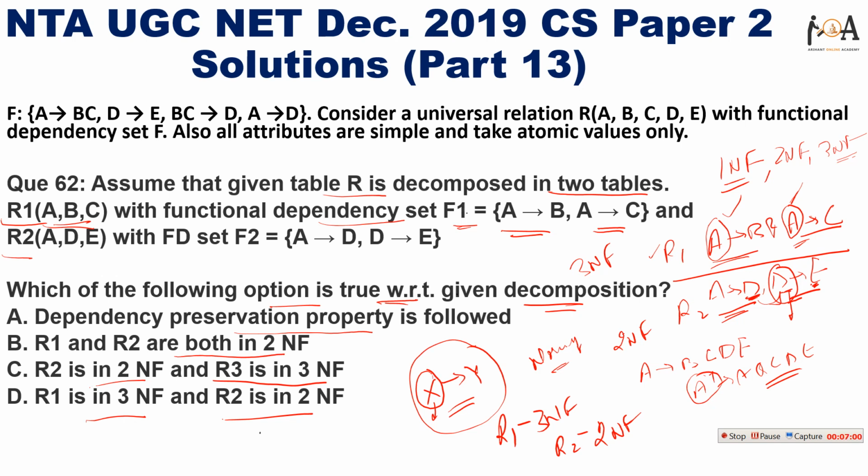By watching that video you will get clear with the normal forms of these dependencies, and then you can get the concept, right? So here option D is the correct answer because R1 is in 3NF and R2 is in 2NF.